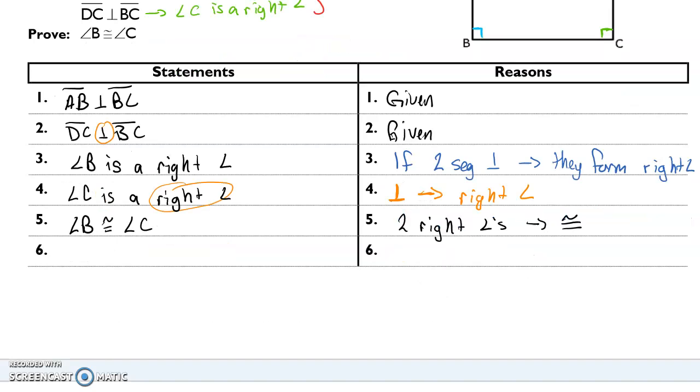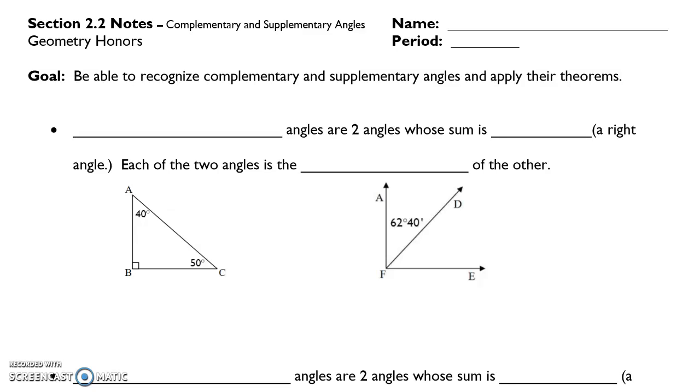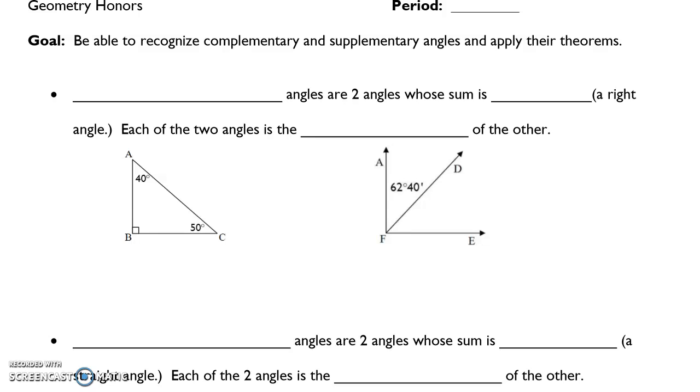All right, now let's go ahead and talk about section 2.2. Our goal in this section is recognizing complementary and supplementary angles and then applying some theorems of that. All right, so to start, complementary angles. These are two angles whose sum is 90 degrees. That means they add up to 90 degrees. So we call them the complement of each other.